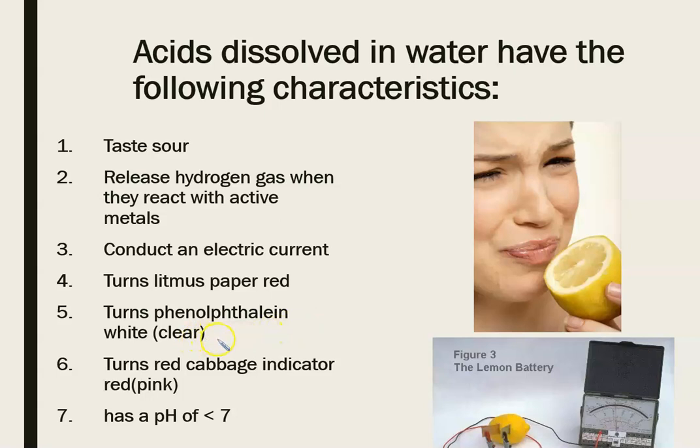In lab, we're going to deal with an indicator called phenolphthalein, and phenolphthalein, if it's a really strong acid, it actually will turn cloudy white, but it's really kind of clear in an acid. So this one's kind of unique for acids, because most of the time we think pinks and stuff, but this one's actually going to be clear. And then one of our cheaper indicators is red cabbage, and it turns a reddish pink color in an acid. And then it has a pH of less than 7. So the lower numbers are acids, less than 7 on the pH scale.